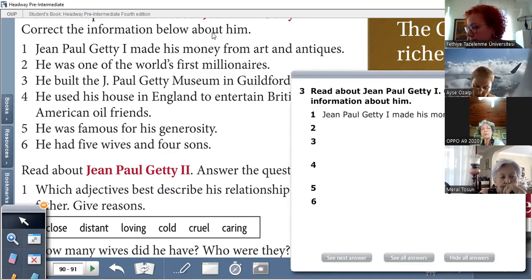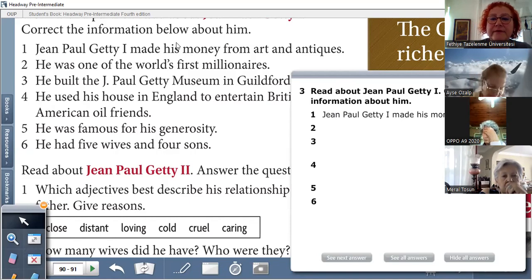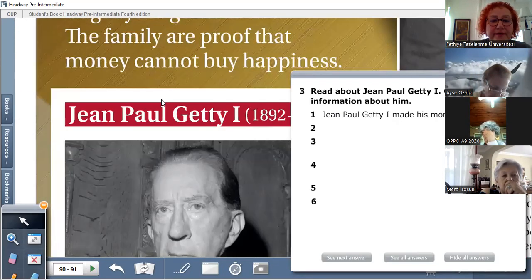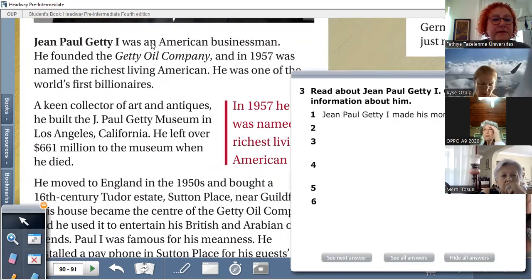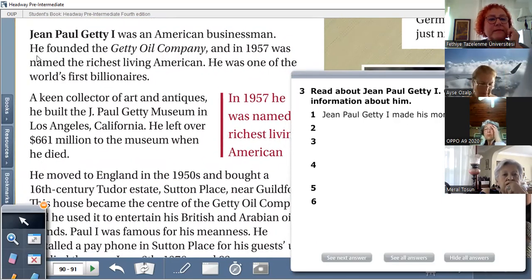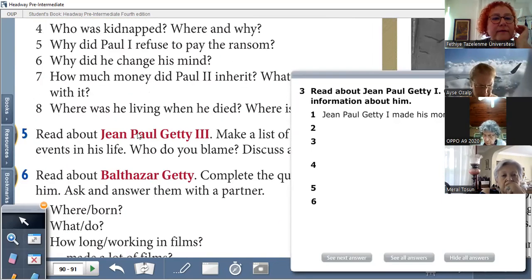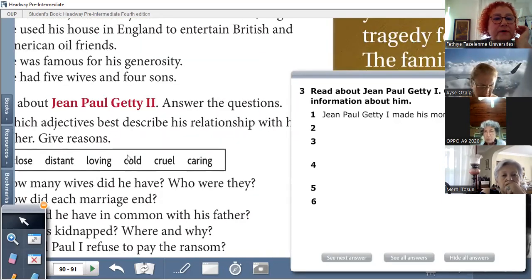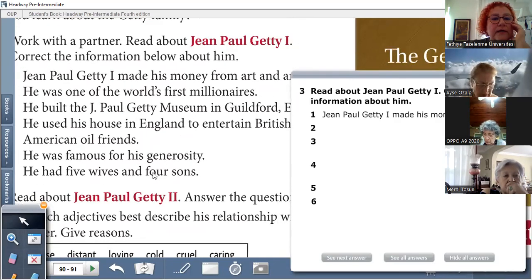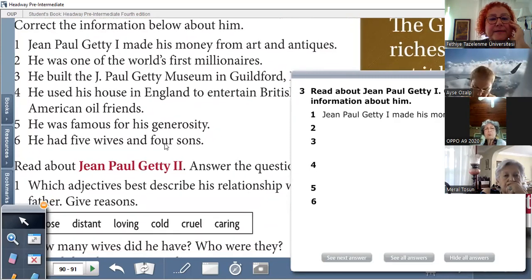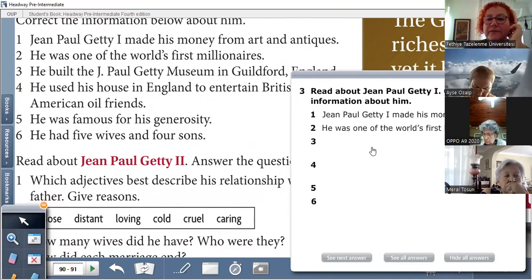John Paul Getty? Oh yes, Getty Oil Company. Yes. He founded the Getty Oil Company. He was one of the world's first billionaires. Okay, that's why. Now look at the other question. He was one of the world's first millionaires. Yes, it's correct. Yes, he was one of the first billionaires, sorry.